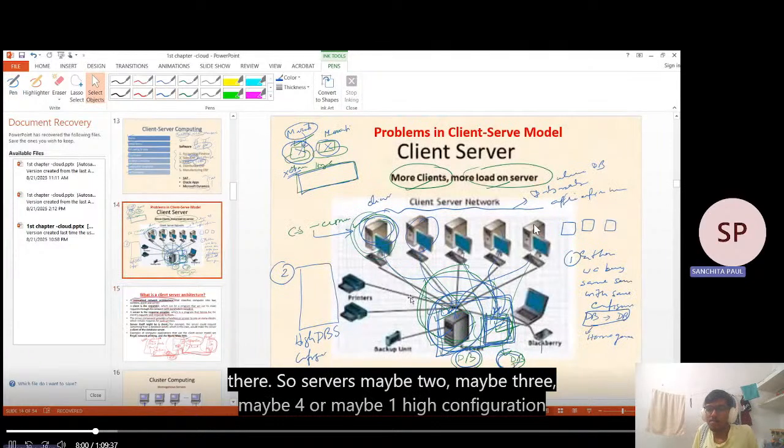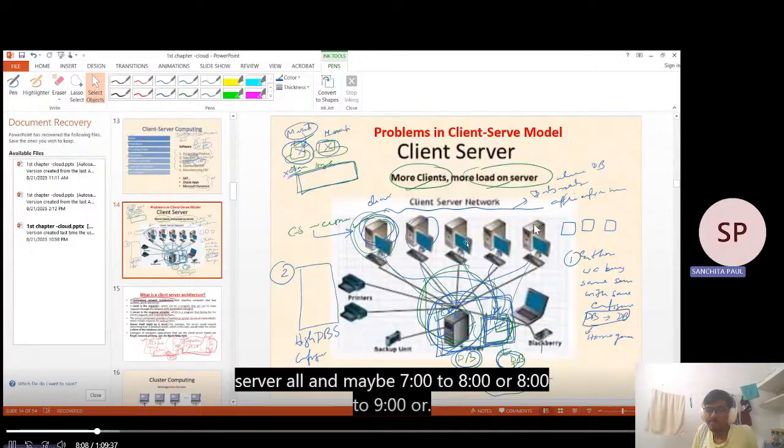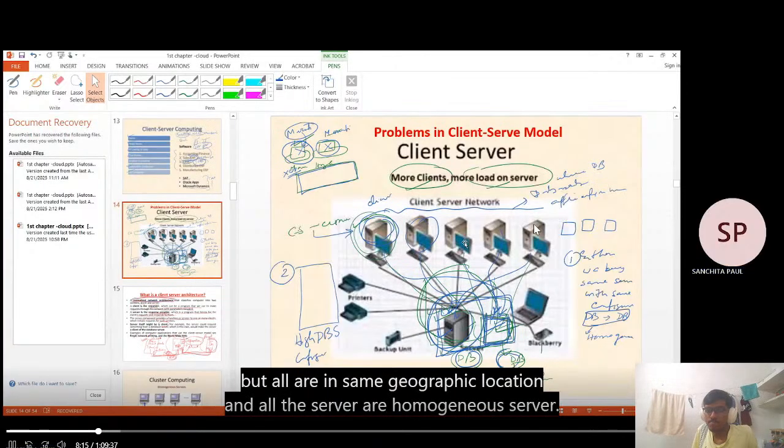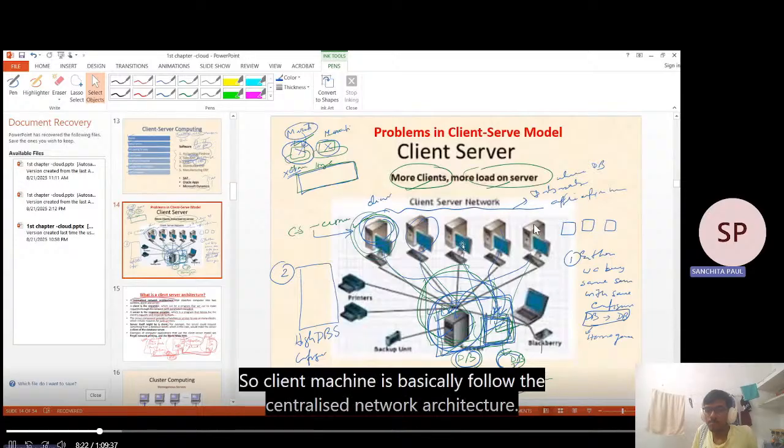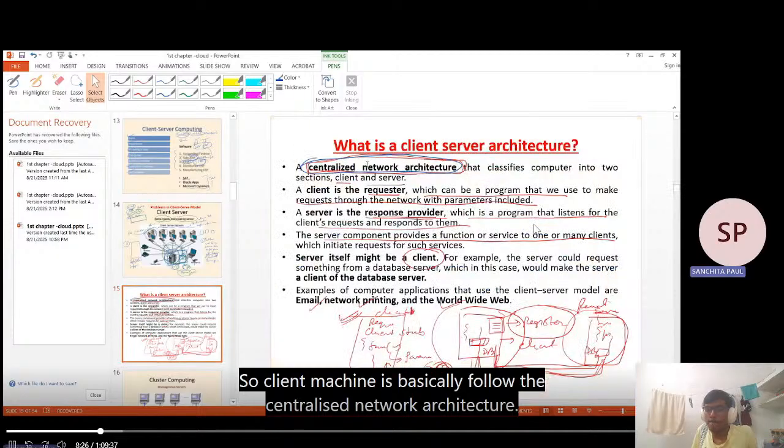So there may be 2, 3, 4 servers, or maybe one high configuration server, and maybe 7 to 8, 8 to 9, 10 to 100 client machines, but all are in the same geographic location, and all the servers are homogeneous servers. So the client server is basically following the centralized network architecture.